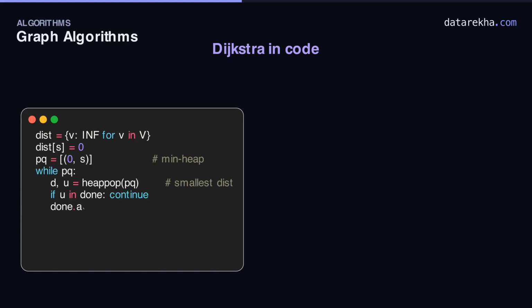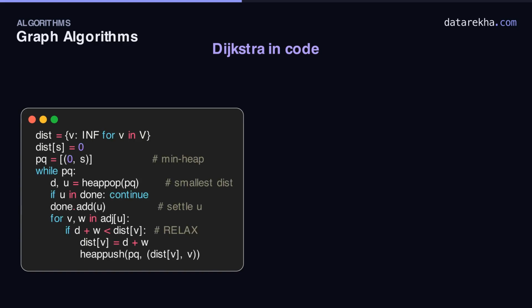Here's Dijkstra in a dozen lines. Start every distance at infinity, the source at 0, and push the source into a min heap, a priority queue that always hands back the smallest distance first. The loop pops the closest unsettled vertex, marks it done. That's the settle step, then walks its neighbors.